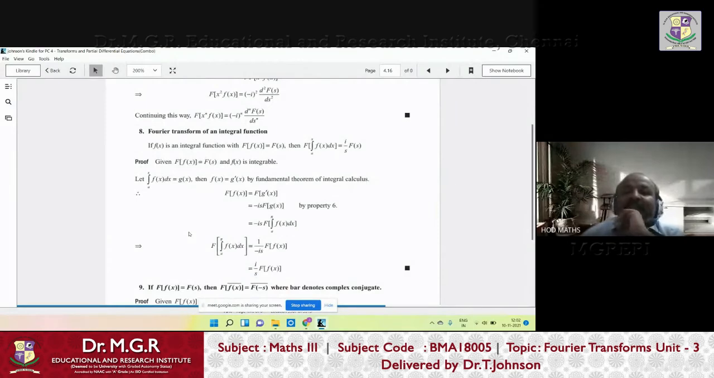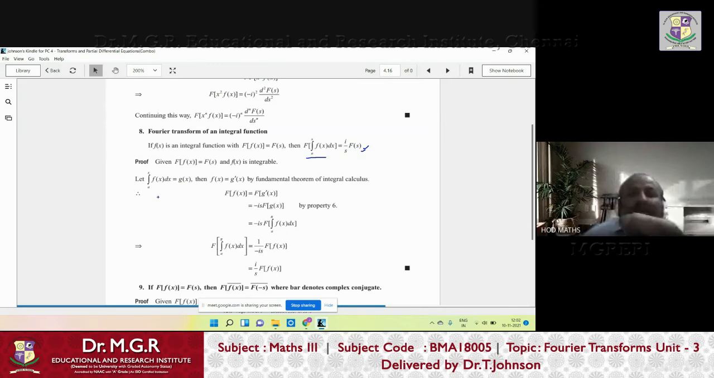That is the Fourier transform of the integral of a function, and the proof is very simple. Suppose we want to find the Fourier transform of the integral of f of x. What is the meaning? Very simple: you just find the Fourier transform of f of x, multiply it with i and divide by s. Suppose we know the Fourier transform of cos x, but we want the Fourier transform of integral cos x dx. We simply find the Fourier transform of cos x and multiply it with i by s. But how does the proof work?